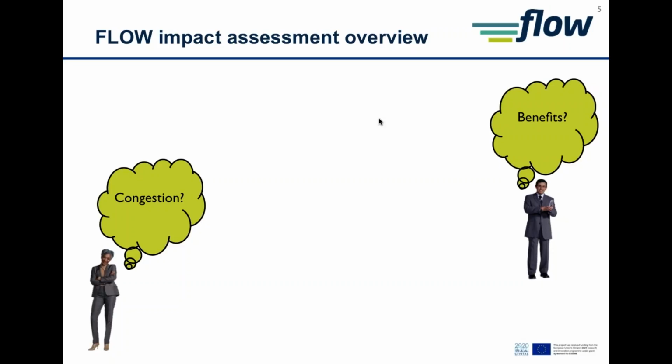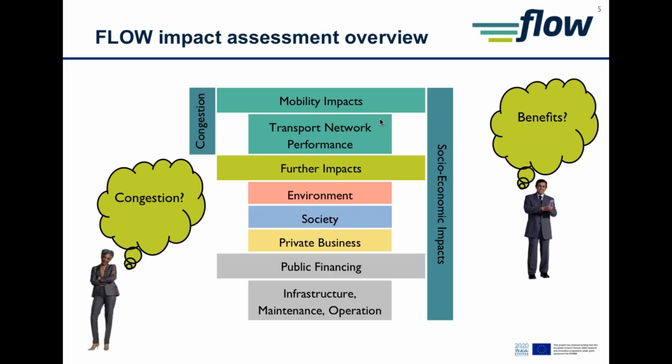So basically, what we do within Flow and the impact assessment is, on the one hand, we try to answer how can we measure congestion. If you look at the figure in the middle, the upper part relates to the mobility impacts. So in our Flow impact assessment, we measure congestion. That relates to the transport network performance, but we also measure other benefits arising from walking and cycling measures. This is what Bonnie has mentioned already: further environmental, societal, and economic impacts. And of course public financing plays a role as well, so the cost for infrastructure, maintenance and operation of those measures.